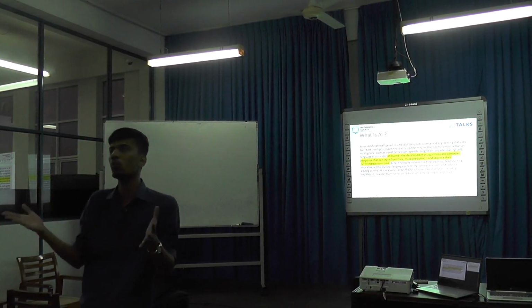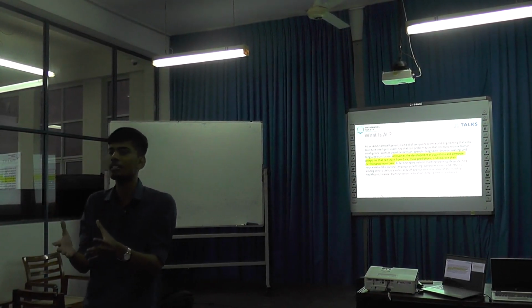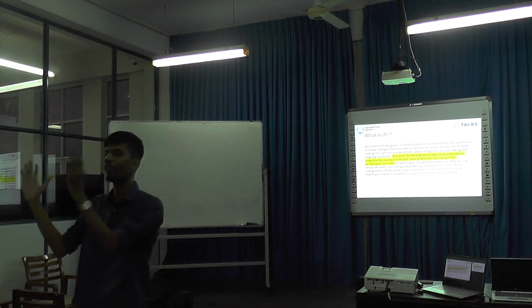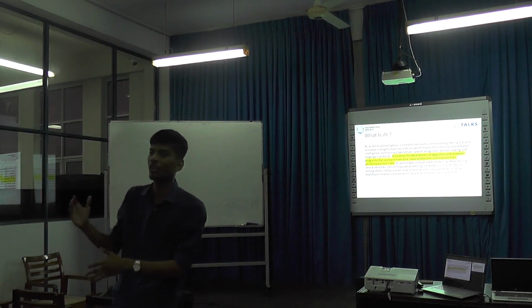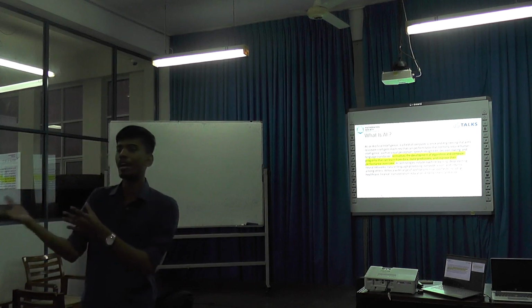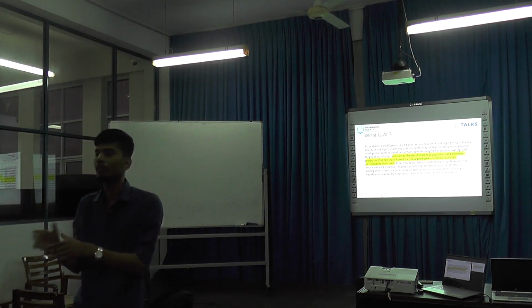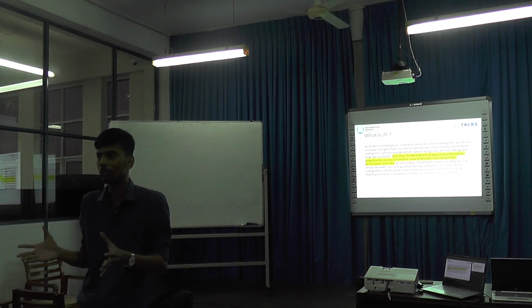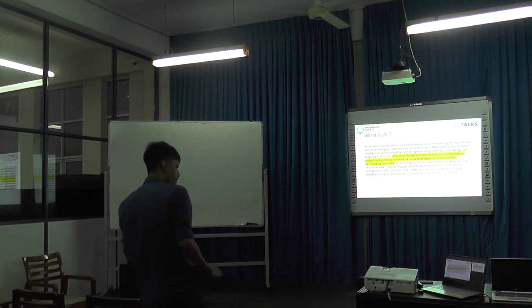Let's say you provide images of cats and say these are cats, and you provide images of dogs and say these are dogs. So next time you provide an image of a cat or dog without saying which it is, the machine will be able to recognize cat or dog. So that's the point of AI.